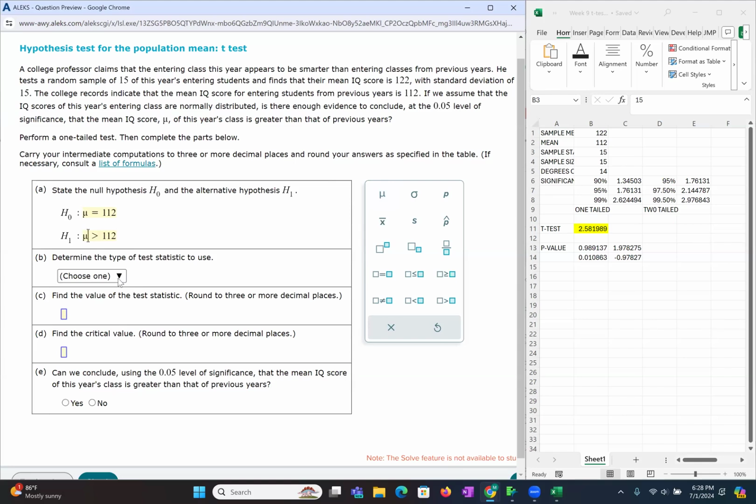Good. What type of test statistic is this? T-test. How many degrees of freedom? 14. So what is the value of the test statistic? 2.582. The critical value: positive 1.761. Right? So it's greater than.